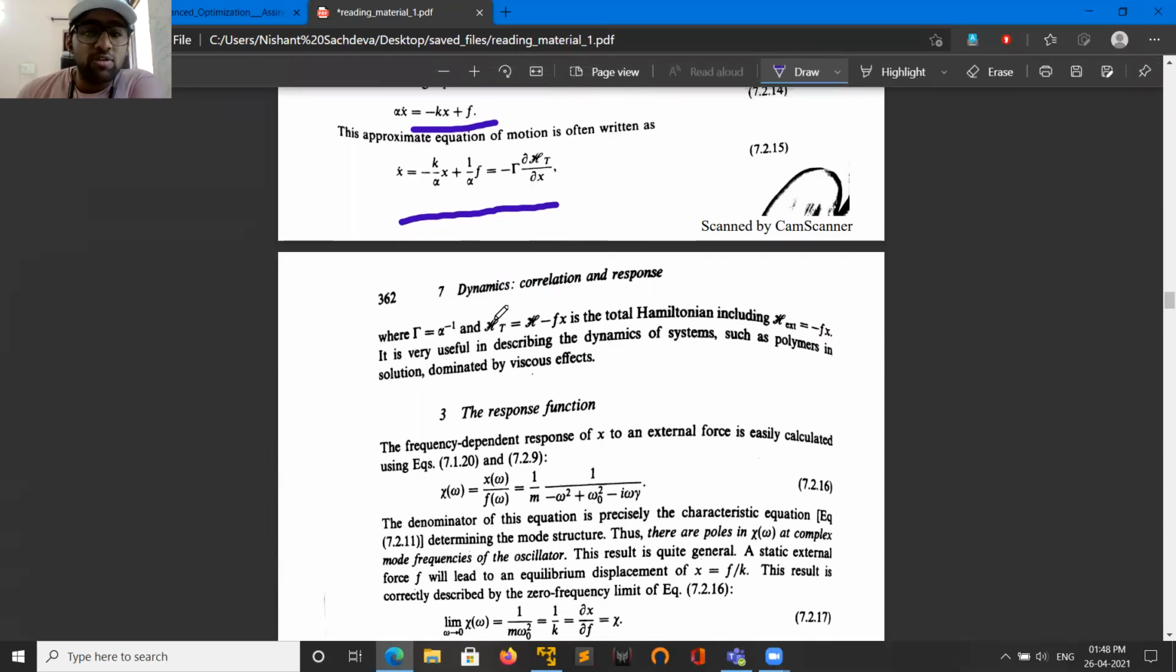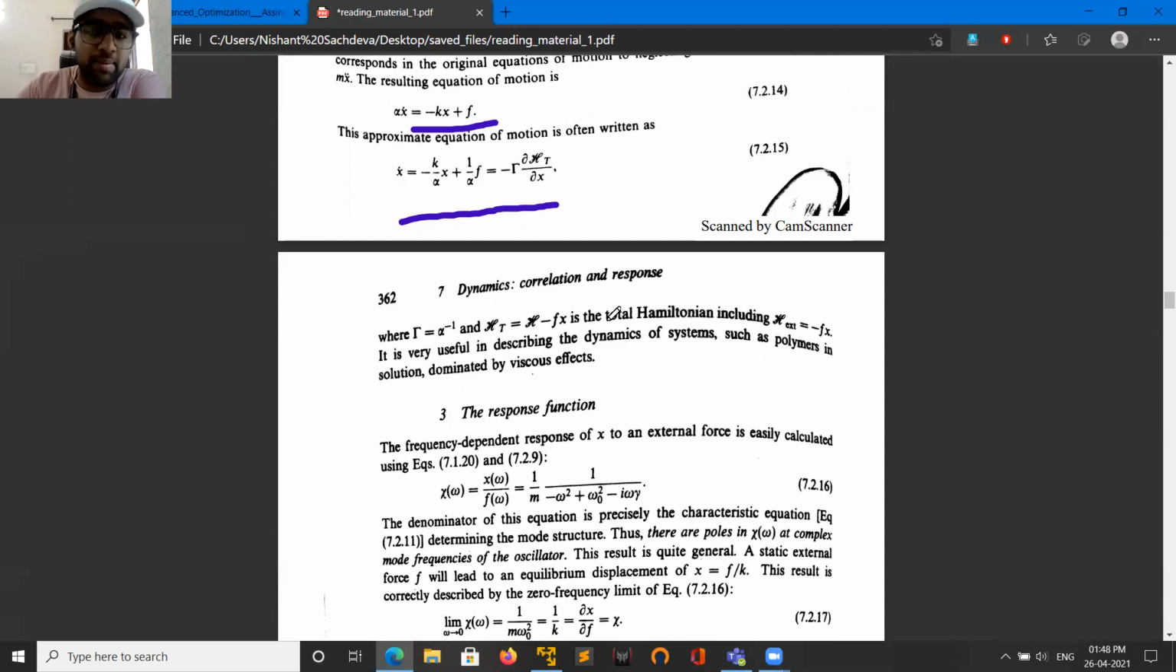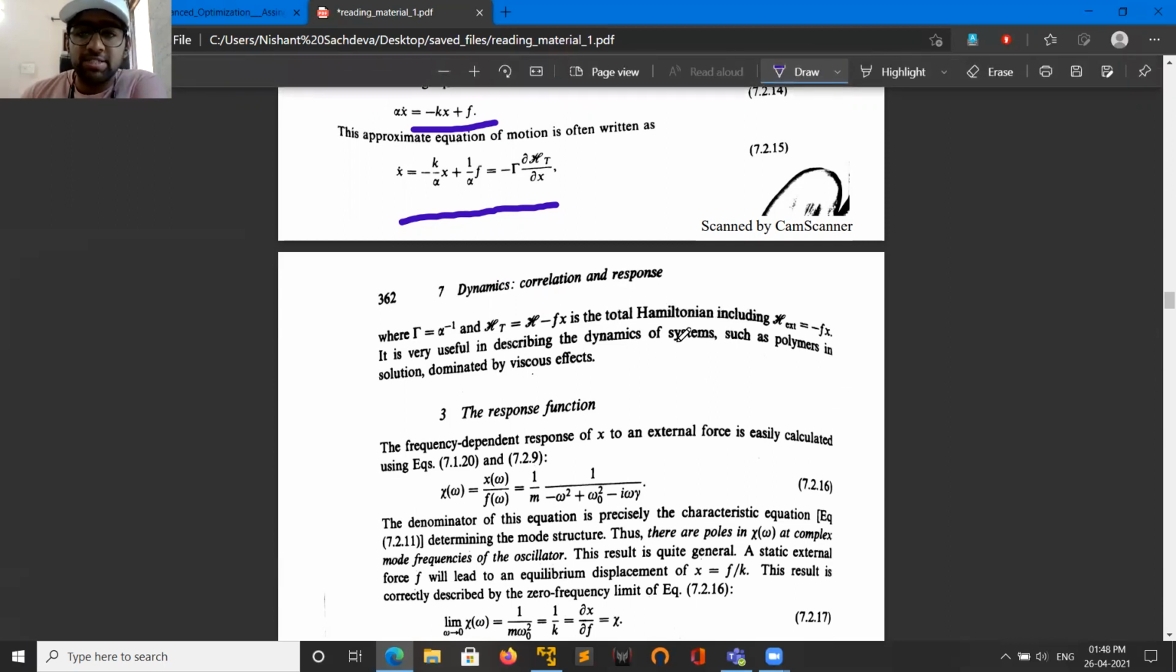Now, what was tau? It was alpha inverse. What was h of t? It's h minus f of x. That is the total Hamiltonian, including h external. This is very useful in describing the dynamics of systems such as polymers in solution.